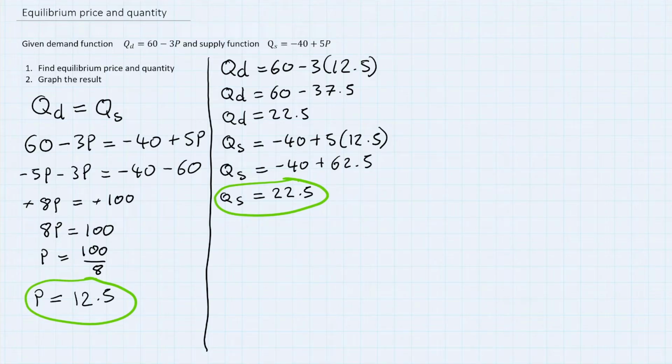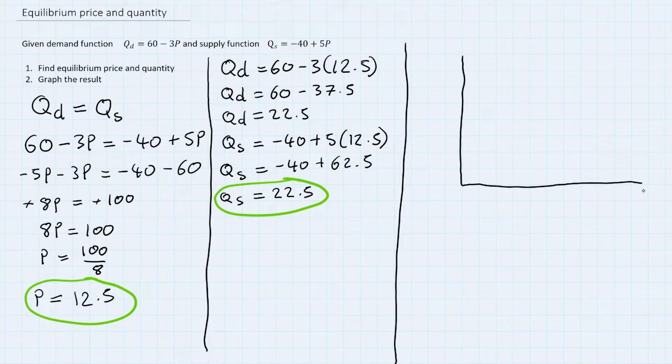So the next part of the challenge is to graph the result. On the x-axis, we have quantity, and on the y-axis, we have price. So what we really need to do now is find some intercepts to put on this figure. So let's start with the demand line. We know that QD equals 60 minus 3p, so we want to use the inverse demand function to find the intercepts. To do that, we're going to rearrange this equation for P.